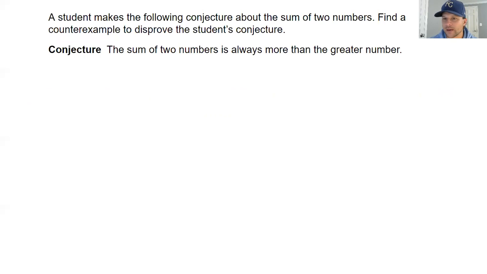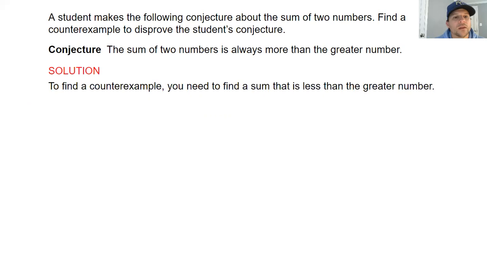So let's say a student is making the following conjecture about the sum of 2 numbers. And we're going to find the counterexample to prove that this student's conjecture is false. The sum of 2 numbers is always more than the greater number. That would kind of make sense. You're taking 2 numbers and adding them, you would think that they would get bigger, right? Well, in order to find a counterexample, we need to find a sum where that is less than the greater number. Negative numbers are still numbers.